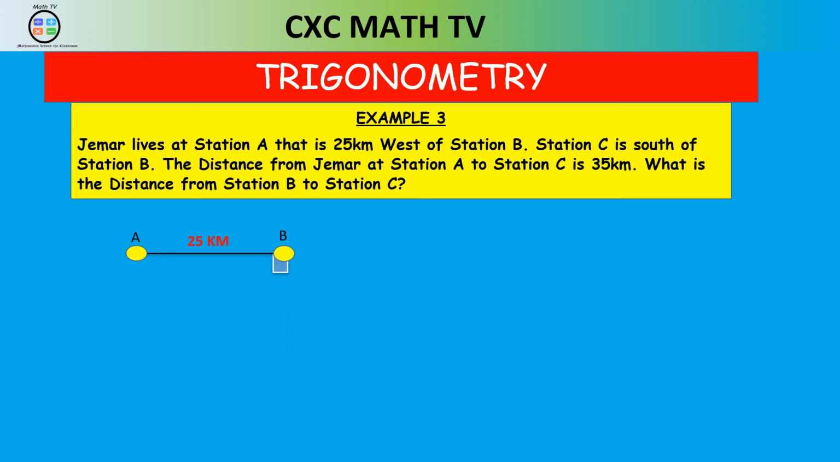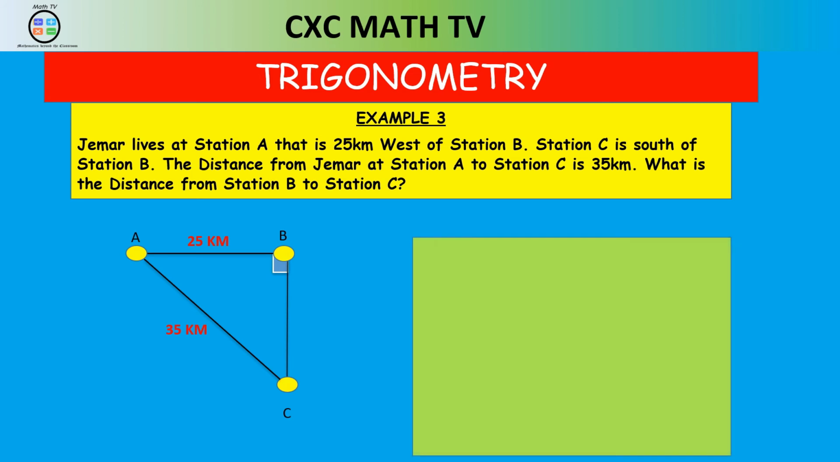Good. Now what else was said? It said that station C is south of station B. So directly below station B is station C, but we just don't know the distance. So B to C, but C is south of B. So we draw a straight line from B going down, and we label that point below B as C. Good. Now it tells us that the distance from Jamar at station A to station C is 35 kilometers. So connect A and C now, and that distance is 35 kilometers.